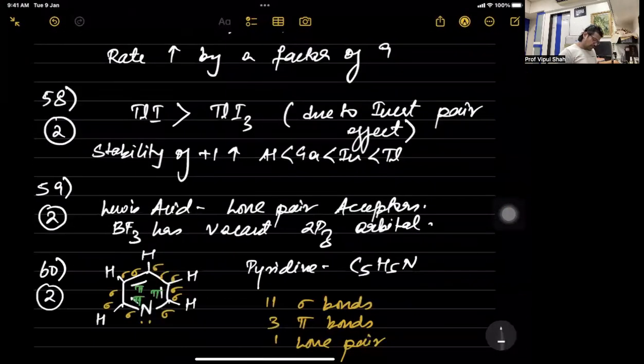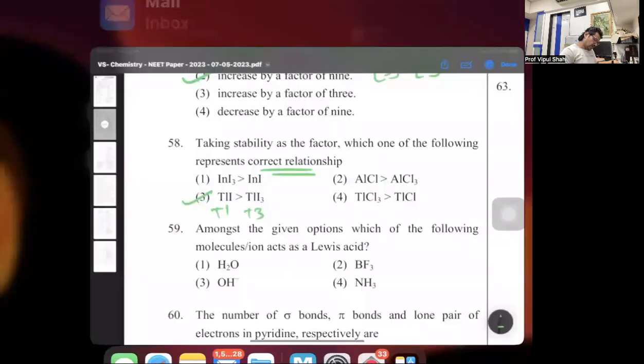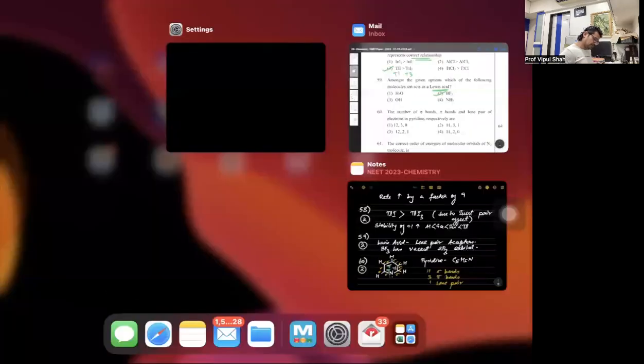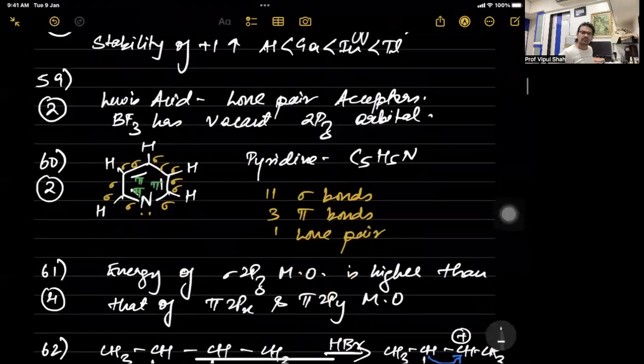All right. Next one, 59th one. Among the following options, which of the following molecules or ions act as Lewis acid? Lewis acid means lone pair acceptors. Lone pair acceptor, there will be only one option, BF3, because boron has a vacant 2pz orbital to accept a lone pair of electrons. So that's one.